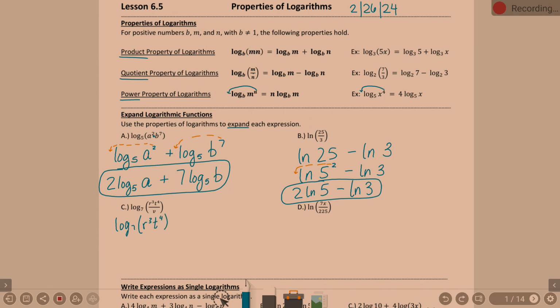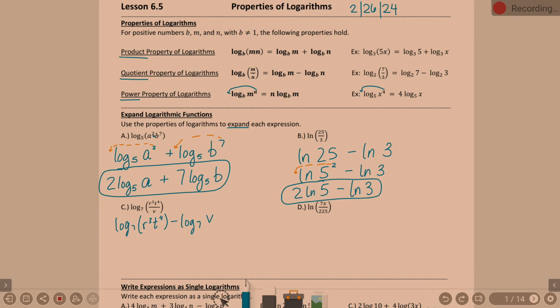So log base 7 of, we're going to put that whole thing there, r to the third, t to the fourth, minus log base 7 of v. Do notice, to be official, I did put r to the third, t to the fourth in parentheses, because that does all go with the one log. So we saw a fraction, we undid it. We made it 2 logs being subtracted. What's next?